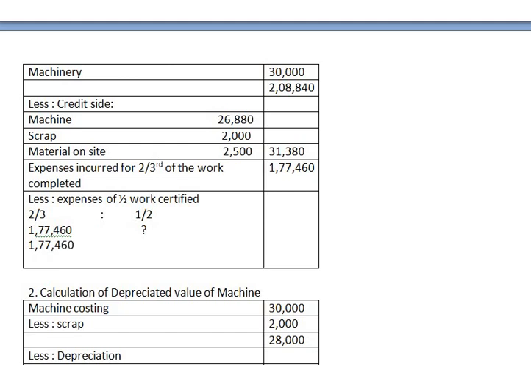1,77,460 into half. It is 2/3, so when we reciprocal it, it will be 3/2. Okay, now calculate this. That will be 1,33,095. Now deduct this.